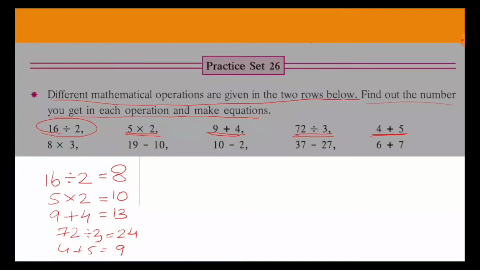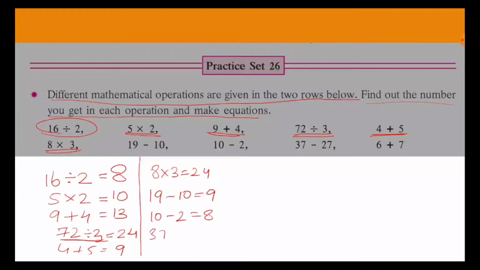Now you all can see that we have solved some of the mathematical expressions given in the above lines. Now we can see that no other equations are having the equal values. This is 8, this is 10, this is 13, 24 and 9. But when we come down, this is 8 multiplied by 3. 8 multiplied by 3 is nothing but 24. And 72 divided by 3 is also 24. Yes or no? Then 19 minus 10 is 9. Then 10 minus 2 is 8.